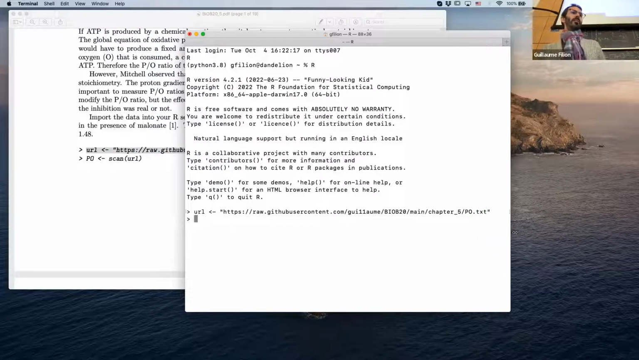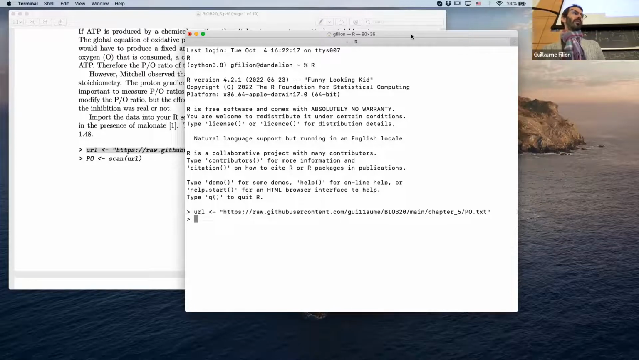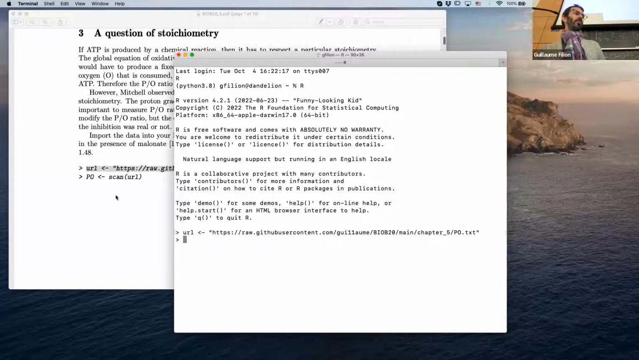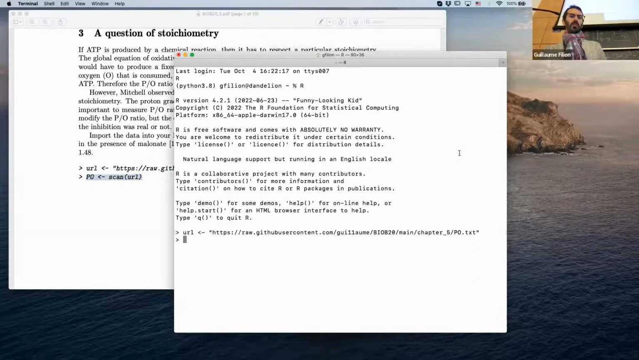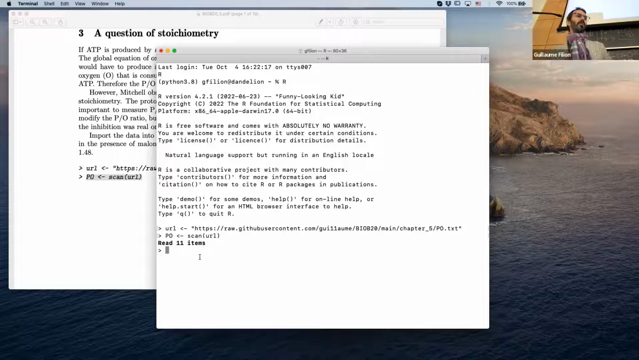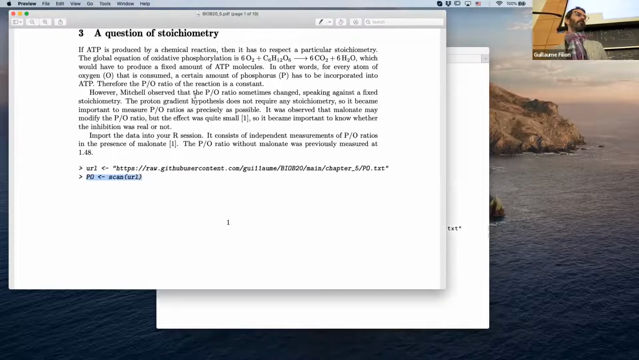And we have the URL first. And second, we're going to use the scan function. I remind you that scan is to import data in your session when this data is a vector. When it's a table, you'd use read.delim or read.table. 11 items. Nice.